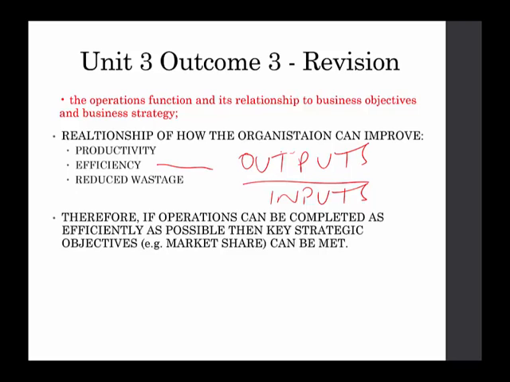And this can be done a number of ways, as we will go through within this study design. And of course, within human resources, when you go to Unit 4, you can increase productivity by having increased worker output, by having more highly motivated staff, etc., etc.